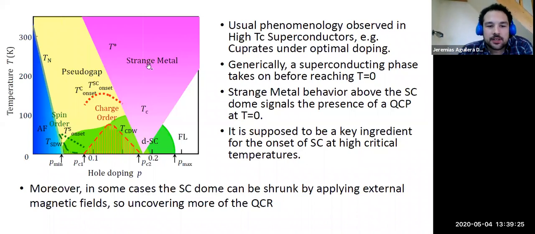And it is very plausible, at least it's conjecture, that this strange metallic phase is generated by the presence of a quantum critical point at zero temperature. So that's a piece of motivation.